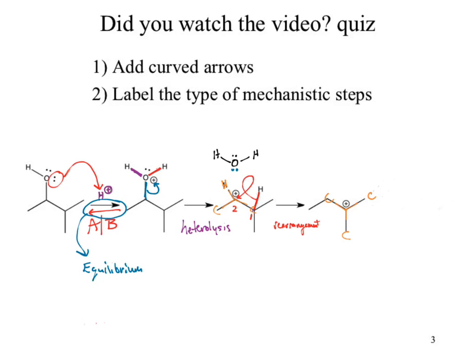What's going to stabilize a positive charge? Electrons. Which positive charge is more stable? The one near more electrons or the one near less? More electrons. The one near more. This rearrangement is a valid rearrangement because we make a more stable product.